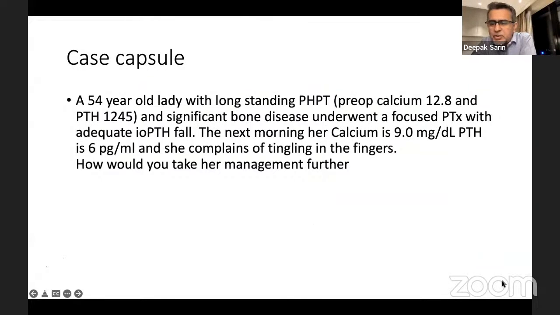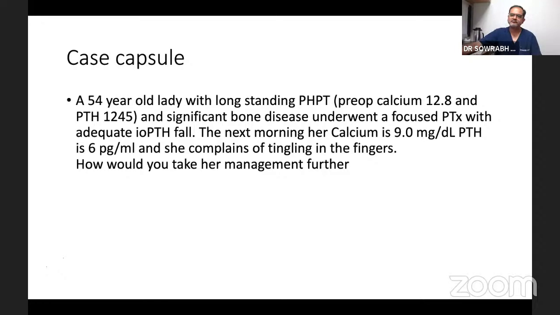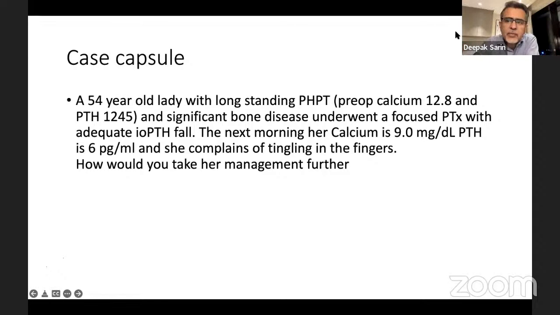If Dr. Madhu is still there, this was actually my last slide. I think he might have left, but then I'll put it to the surgeons. A 54-year-old lady with long-standing PHPT and significant bone disease underwent a focused parathyroidectomy with adequate IO-PTH fall. The next morning, her calcium is 9 and PTH is 6, and she complains of tingling in the fingers. Thoughts on potential causes and how do you manage this going forward?